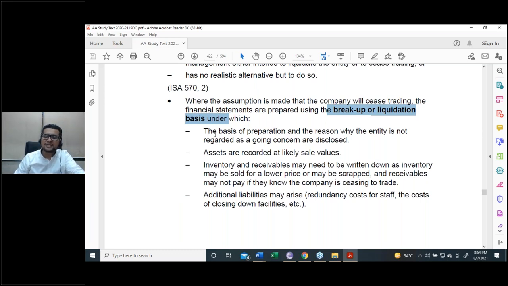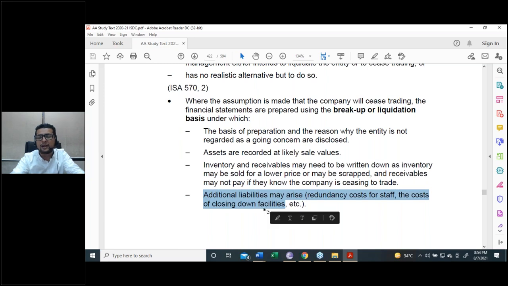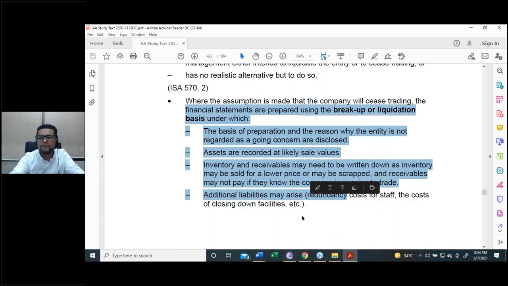The inventory and receivables require significant write-off, because probably the NRV has gone down. Probably you will be facing many bad debts now, and maybe you need additional liabilities to be recognized, such as redundancy cost. So this is what breakup basis looks like.